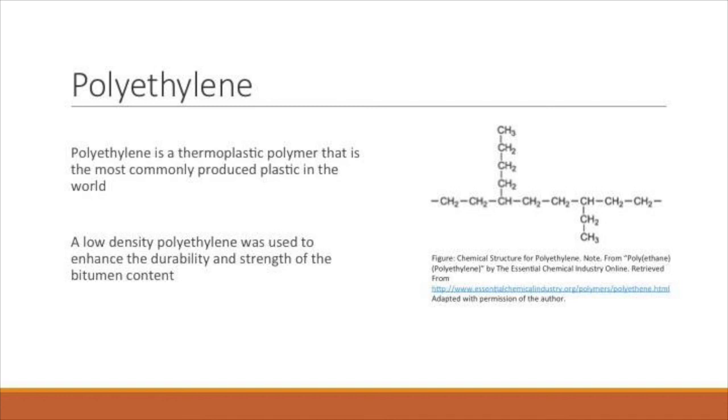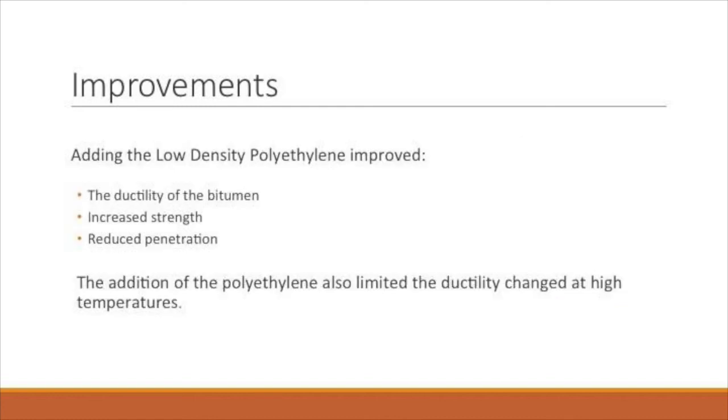Polyethylene is a thermoplastic polymer that is most commonly produced as a plastic. For asphalt, a low-density polyethylene was used to increase the durability and strength of the asphalt binder by increasing the complex shear modulus and the rotational viscosity. The addition of 6% low-density polyethylene improved several properties of the asphalt binder. There was an increase in the ductility of the bitumen, increased strength, and reduction in the penetration.